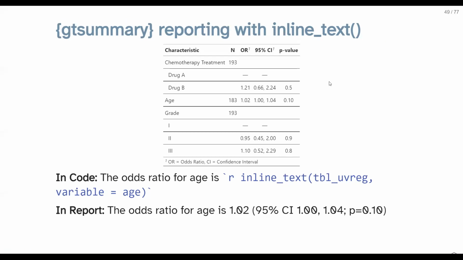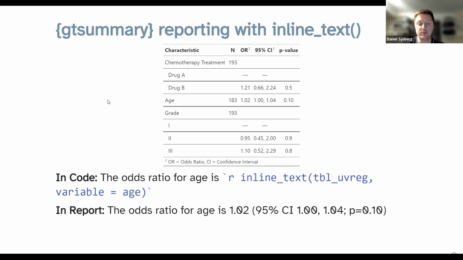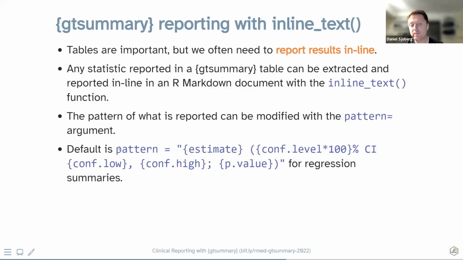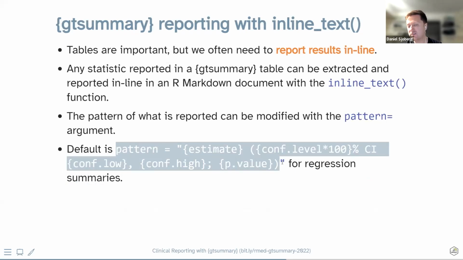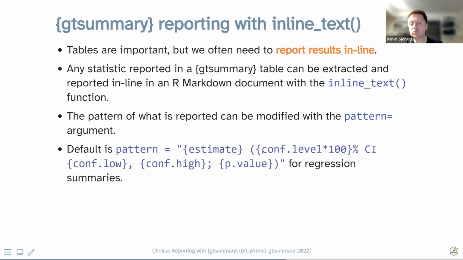I have a question. What if, instead of writing it that way as 95% confidence interval, you want it equal to, and in parentheses, the confidence interval? Oh, yes, because we're using simple glue syntax here, there's a pattern argument in the inline text function. This is the default for regression models, but you could literally put anything you want here, and anything that appears in the curly brackets will just be evaluated. So if you wanted to put 95% CI equals, you would just put that little equals sign right after this, and then you'd have conf low, conf high, and you would get that equals sign as well. So any way you want to report these statistics is possible.